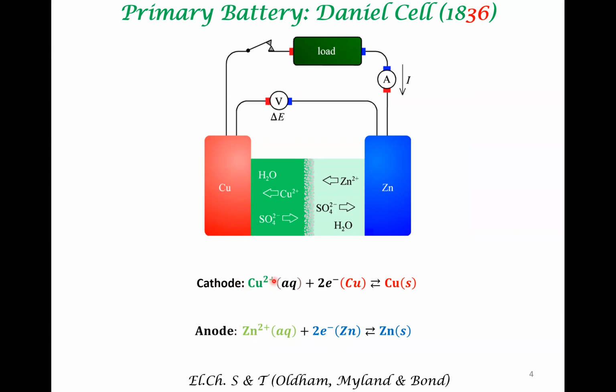At the cathode, this is the reaction that is occurring. Copper 2+ in the electrolyte takes up 2 electrons from the electrode and gets reduced to form solid copper. Here it's copper 2+ in the aqueous form, and the deposition is in the solid form. At the anode, the zinc metal, which is in the solid form, gives rise to zinc 2+, which goes into the electrolyte.